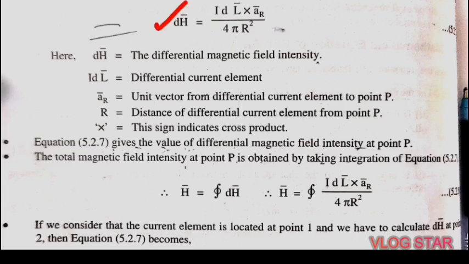But here actually we have to calculate the total magnetic field, which can be calculated using the integration form. So we can write H bar is equal to the integration of dH bar. We know the value of dH bar, so H bar is equal to the integration of IdL bar cross aR bar upon 4 pi R square. So this H bar is nothing but the magnetic field intensity at point P.